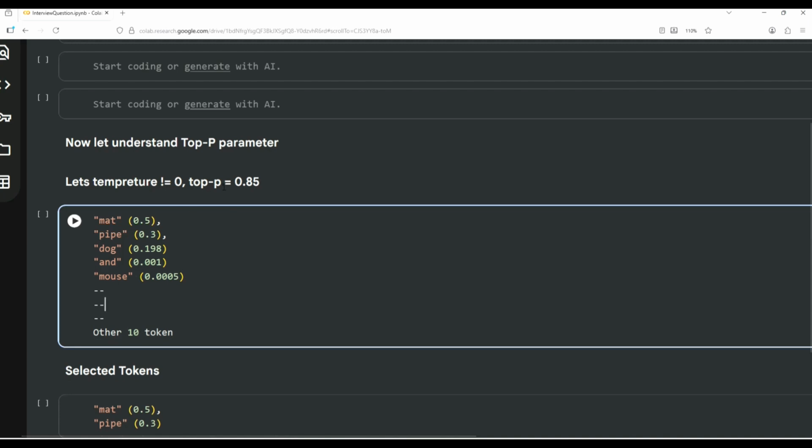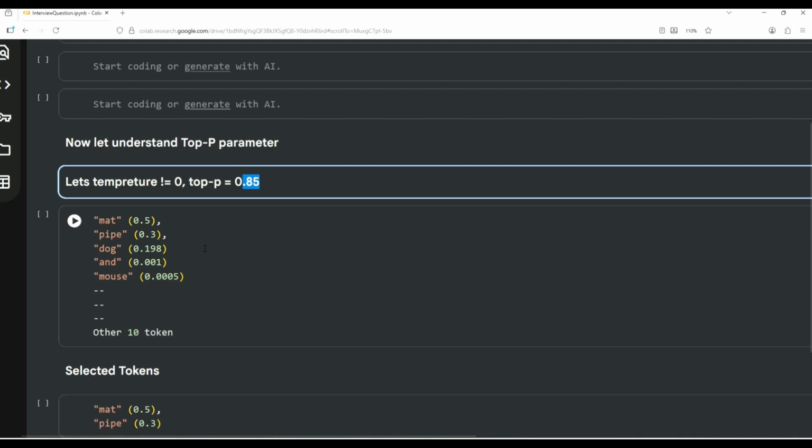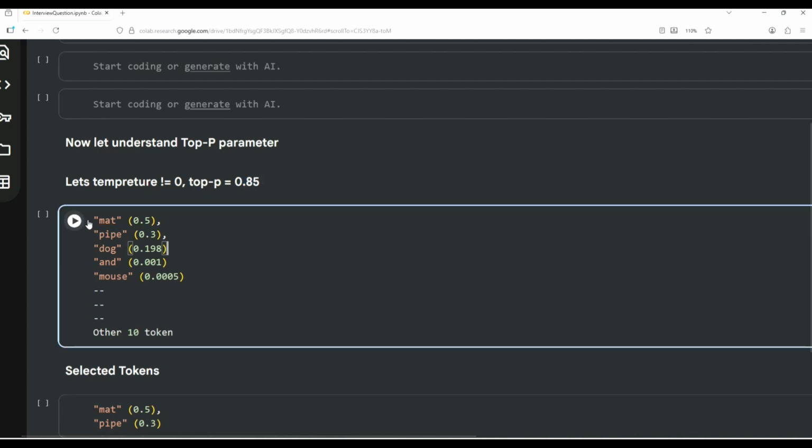So what happens in the case of top p is that we keep on selecting the tokens as long as the sum of the probabilities of the selected tokens does not cross this threshold, right? What do I mean by that? We'll select mat and see: is the probability of mat greater than 0.85? No, it's not. Then we'll select pipe and see: is the sum of these two probabilities greater than top p? No, it's not, because it's 0.8 and here we have 0.85. So we'll select pipe as well, right?